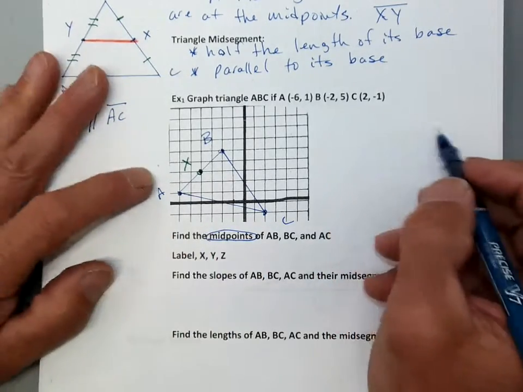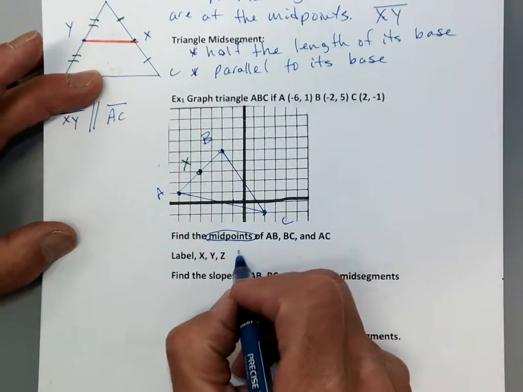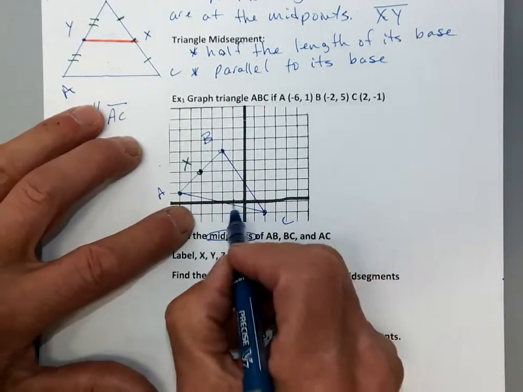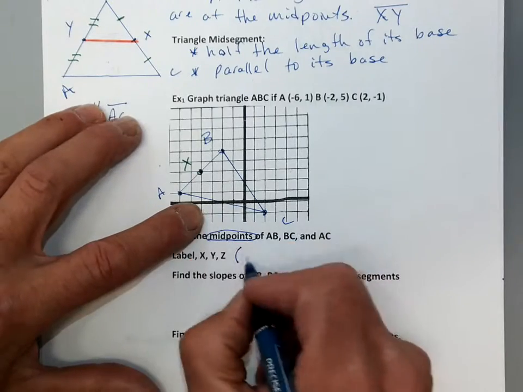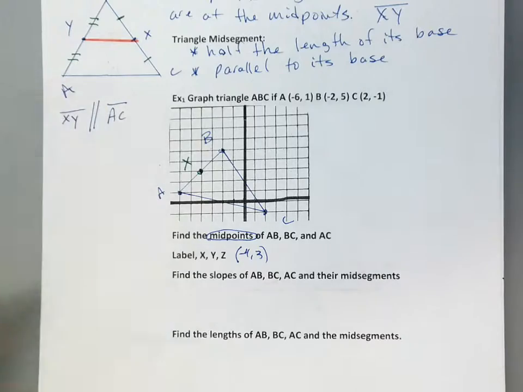So the midpoint of AB is at X. It's going to be at the point 1, 2, 3, 4, -4, 3. Okay, there's the midpoint of AB.